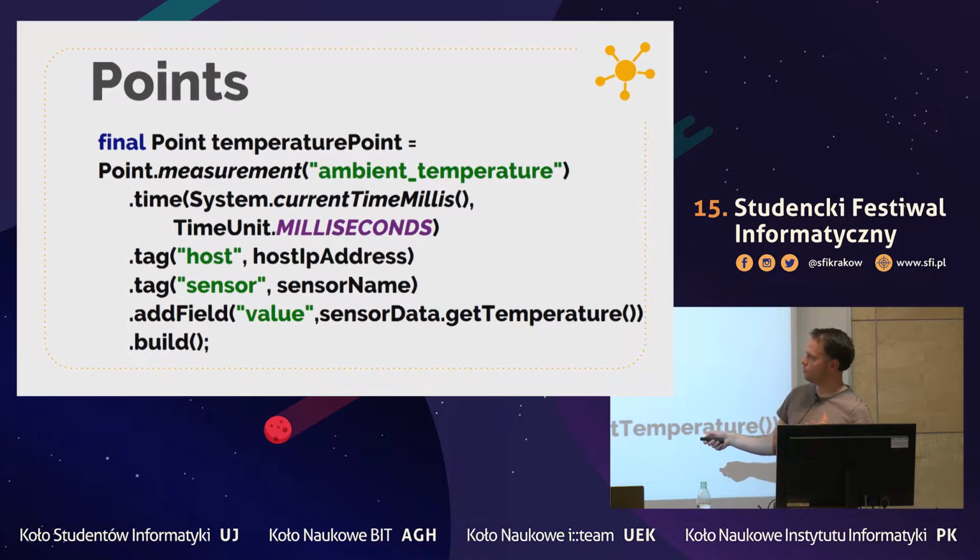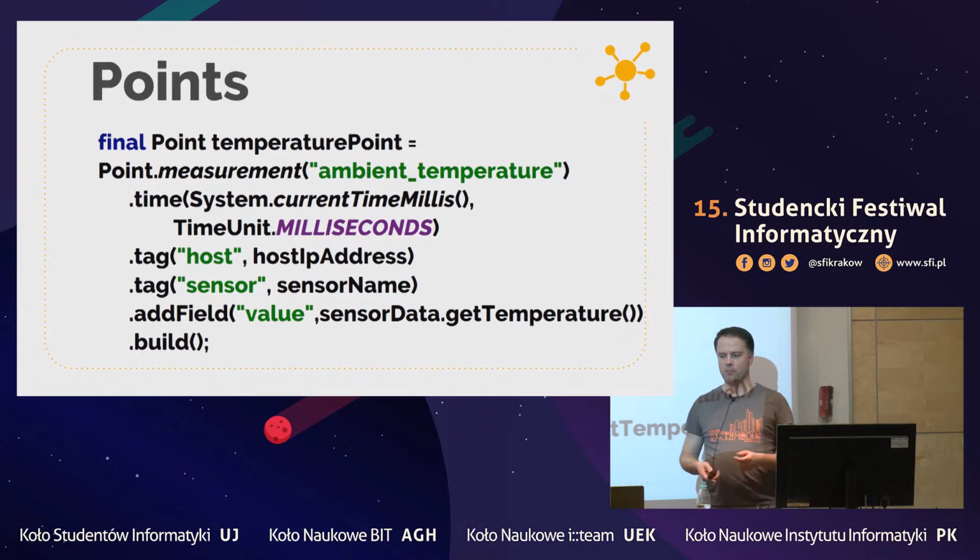And then I'm going to add tags to it, a host for the host IP address. This is the IP address of my Raspberry Pi, sensor for the name of my sensor. And this is of course a variable that I retrieve from somewhere else. And I add a field, and the field in this case is the value, so the temperature, which was 21 in the previous example.